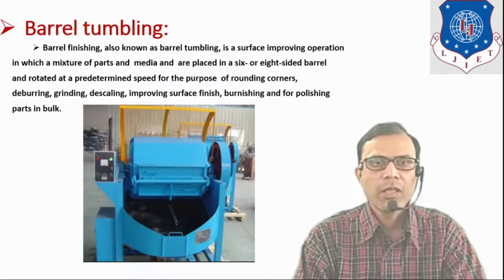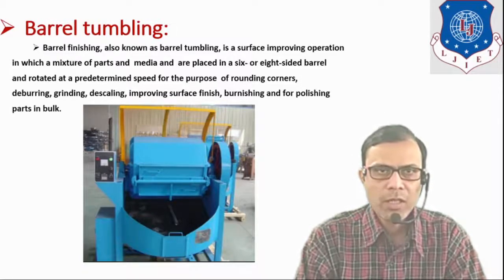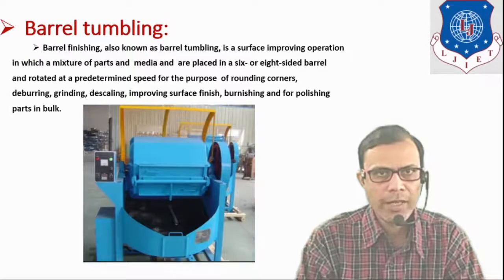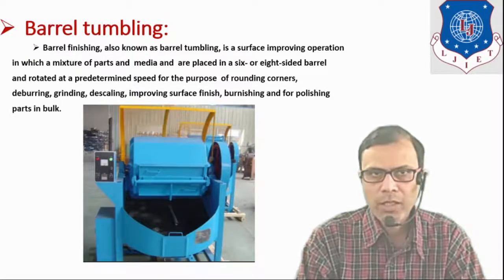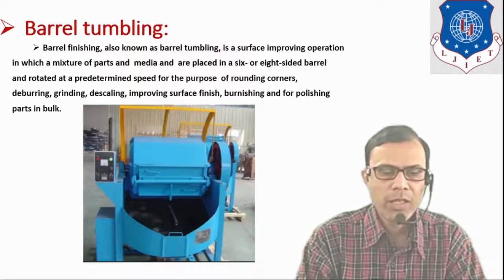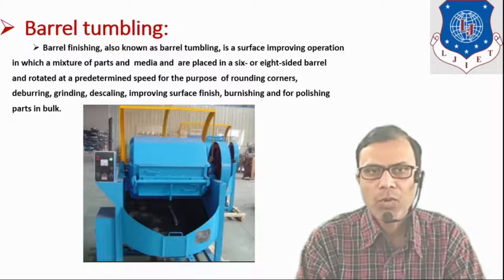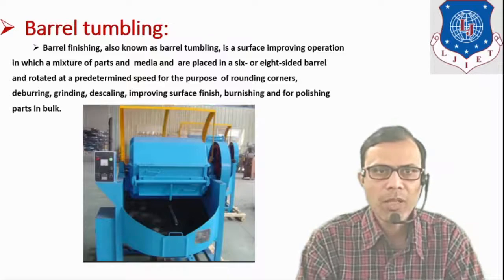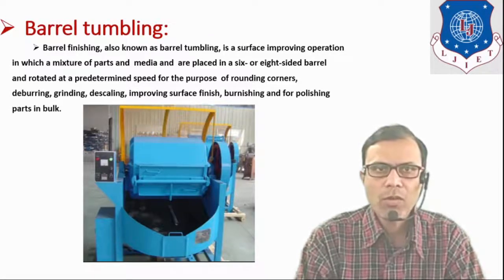Next process is known as the barrel tumbling or barrel finishing process. Particularly, this method is suitable when the quantity of workpieces is large and the size of the workpiece is smaller. In this process, the machine which is used is shown here. The equipment is known as the tumbler. It may have a hexagonal or octagonal shape.